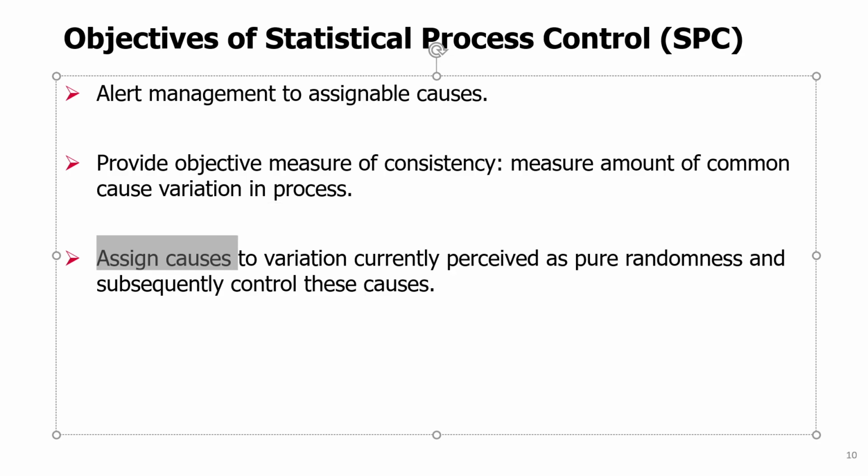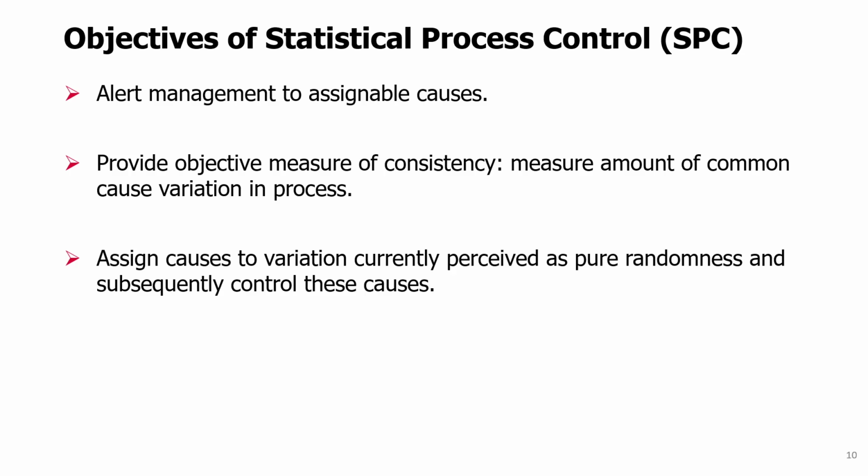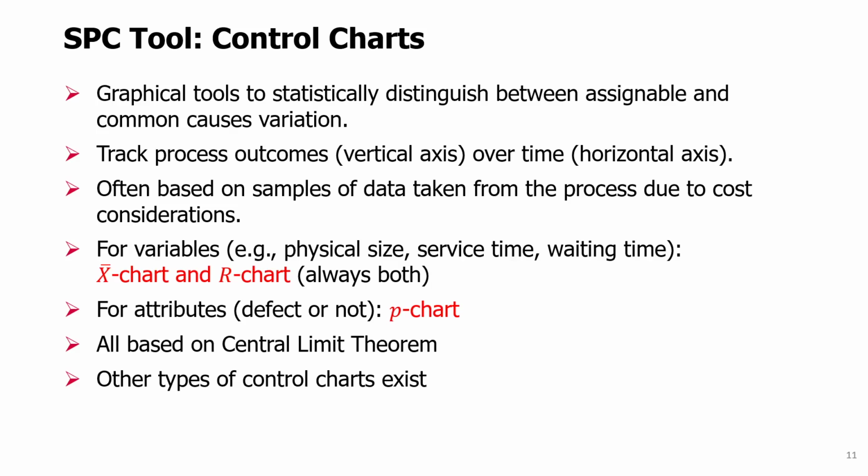to variation that currently is perceived as pure randomness, right? And subsequently, we might want to control these causes or maybe eliminate some of these causes so that common cause variation is effectively reduced. One tool used in statistical process control is control charts.